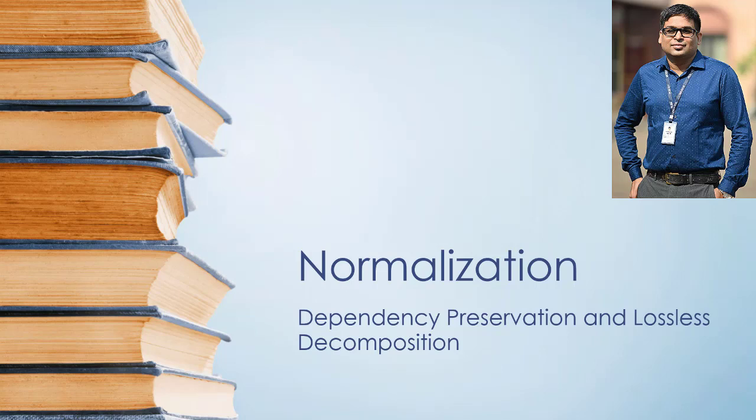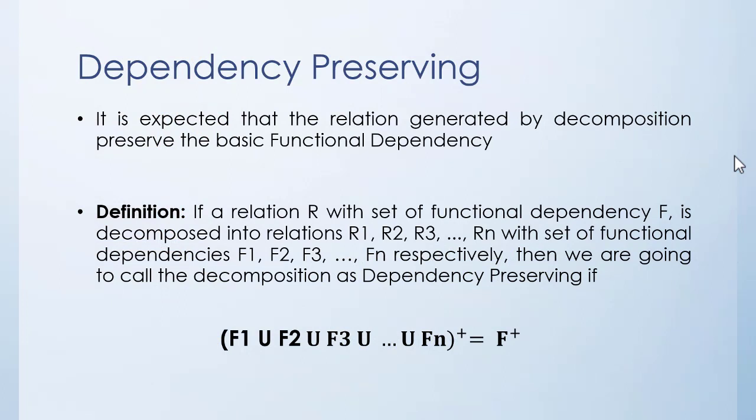So, first of all, what is the purpose of normalization? To reduce the redundancy, and by reducing the redundancy, we remove the update anomalies present in the relation. So, when we are decomposing, we should ensure that all the functional dependencies are present in the decomposed tables, and that is called dependency preservation. It is expected that the relations generated by decomposition preserve the basic functional dependencies.